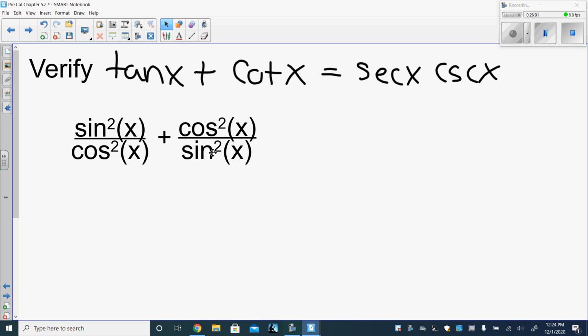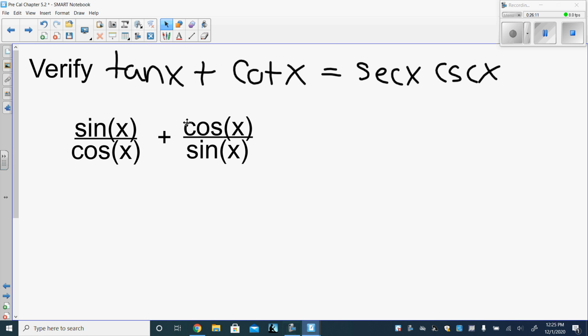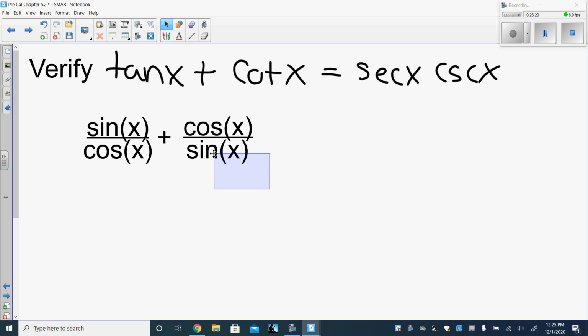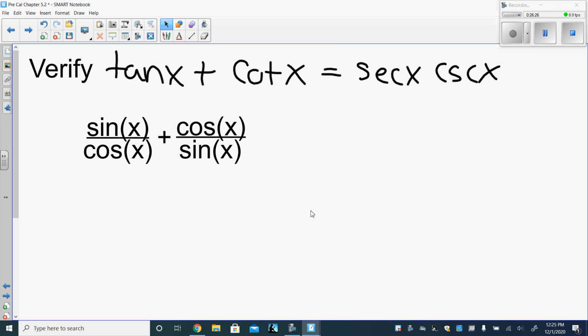Okay, so if we convert it to sine and cosine, we get this here. Tangent, sine. I noticed that I had squareds. They don't need to be squared. It just needs to be sine and cosine. So we have sine over cosine for tangent, and cotangent is cosine over sine. So we have these two here.